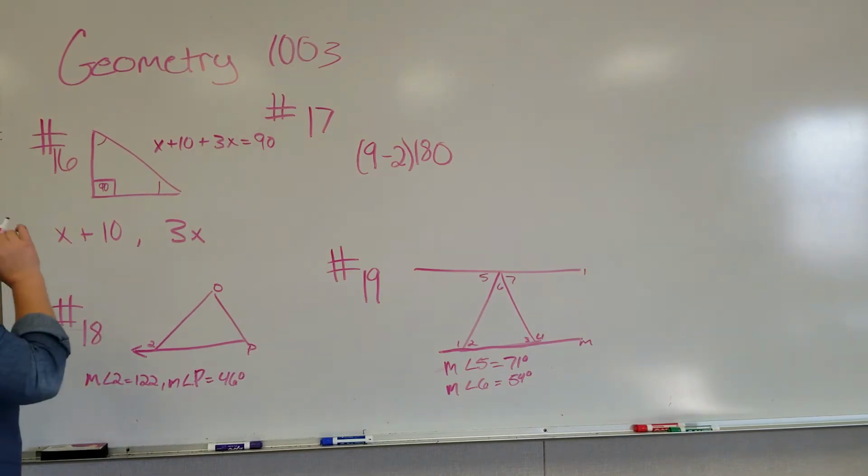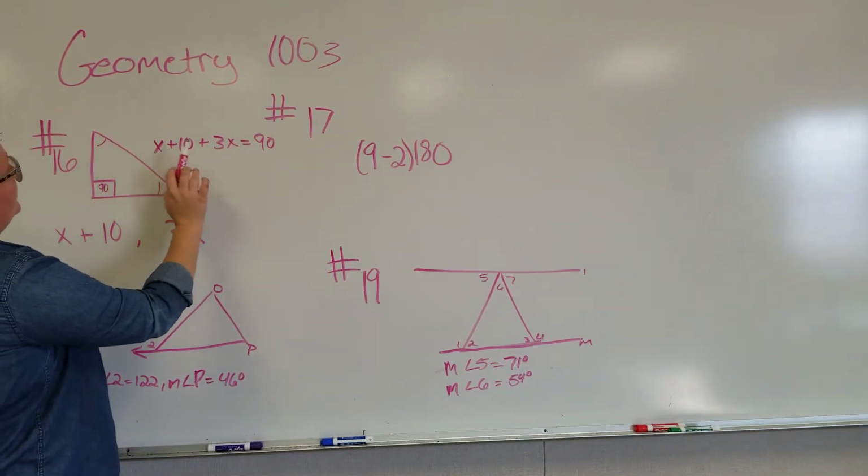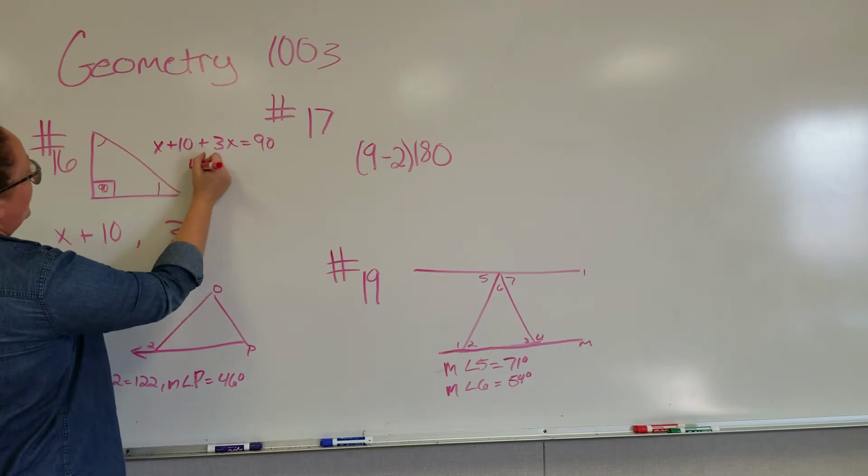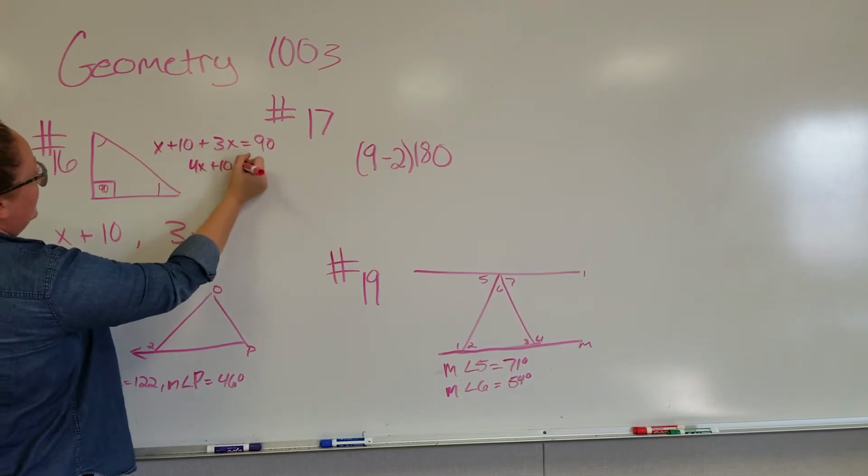All right, so solve for x. Combine like terms. You have 1x and 3x, which gives you 4x plus 10 equals 90.